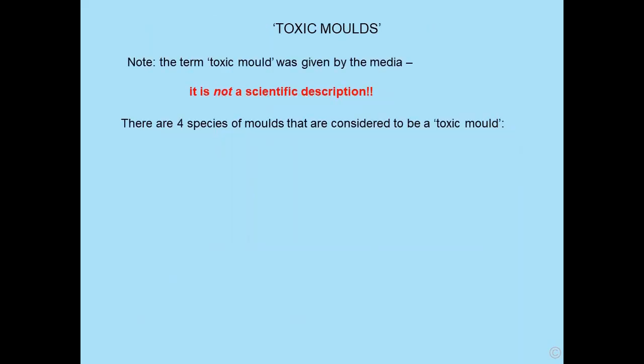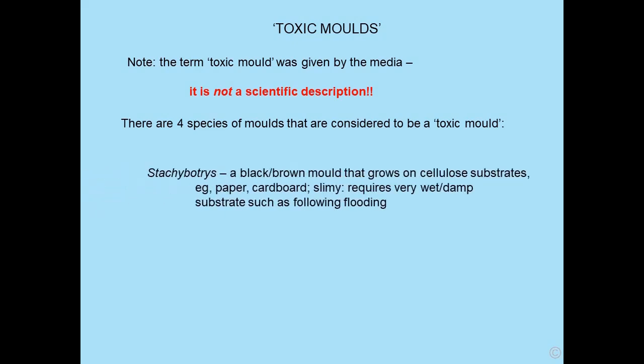We now come to the toxic moulds. It is not effectively a scientific description, it's a media description. But in this media description there are 4 species of mould that are considered to be a toxic mould. The most common is Stachybotrys, Stachybotrys atra. A black-brown mould. It requires cellulose substrates. It's slimy and requires wet, damp substrates such as following flooding. It is a tertiary colonizer.